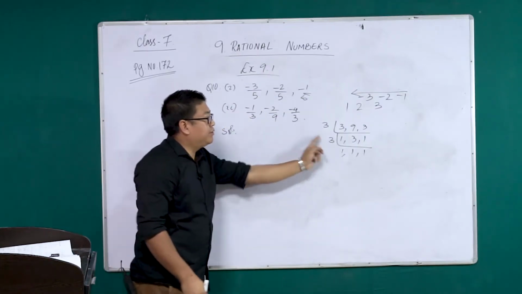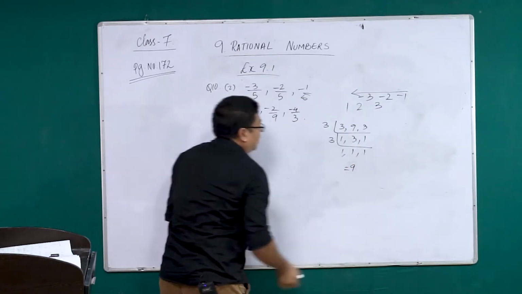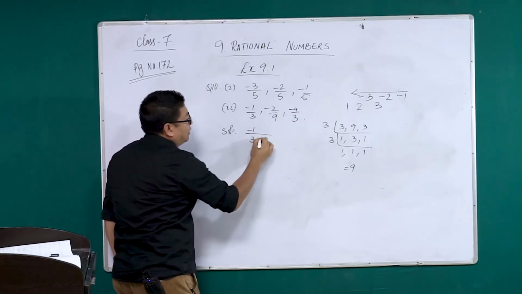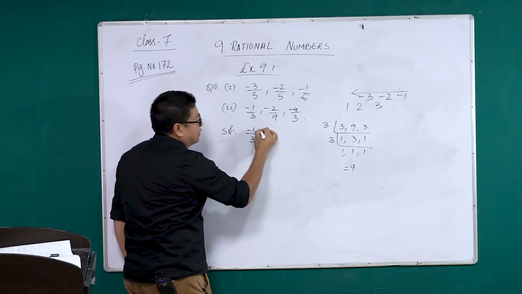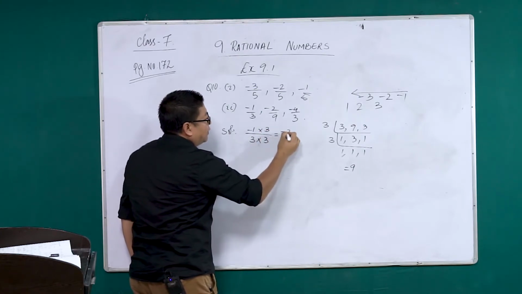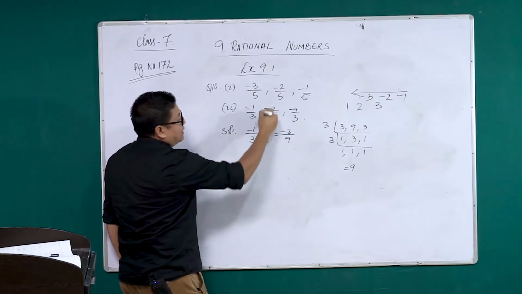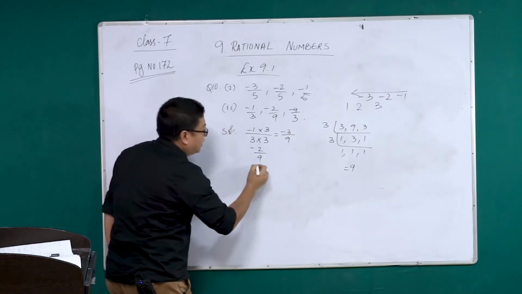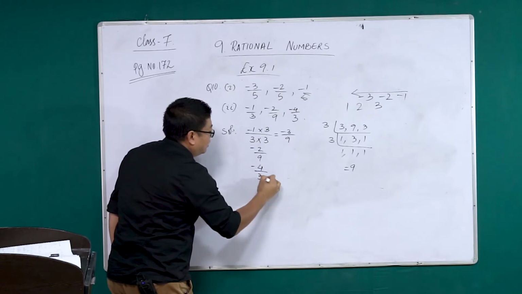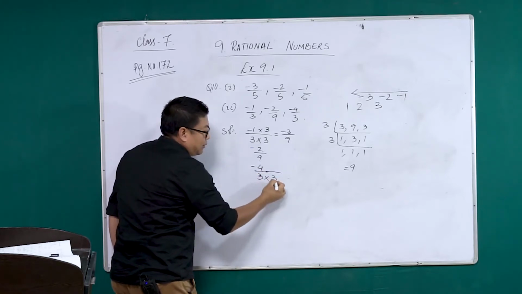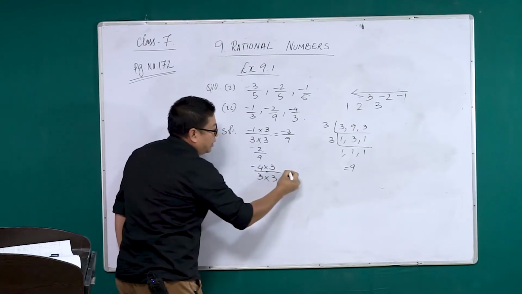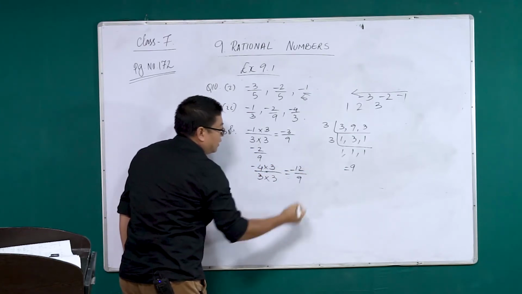So your LCM is 3 into 3 is 9. So all these numbers you change to 9. Minus 1 by 3, 3 into 3 is 9. Similarly, you multiply 3 here, you get minus 3 by 9. This is already with denominator 9. We will not change anything here. Let's move on to the next number. To make this 9, multiply with 3. So if you're multiplying with 3 here, here also it should be multiplied with 3. So it becomes minus 12 by 9.